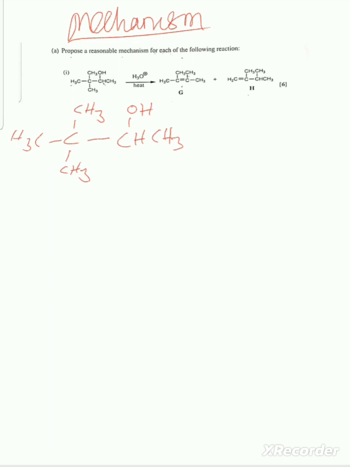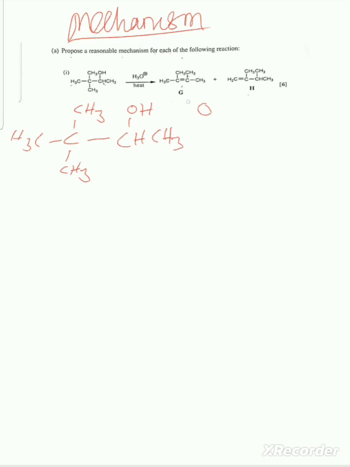The first thing that you're supposed to do, you know that OH is a bad leaving group. So what you're supposed to do is to protonate the OH. What do I mean by protonating? It is to add a proton so that it becomes water, which is a good leaving group so that it can leave. So what am I going to do? I'm going to bring this acid.